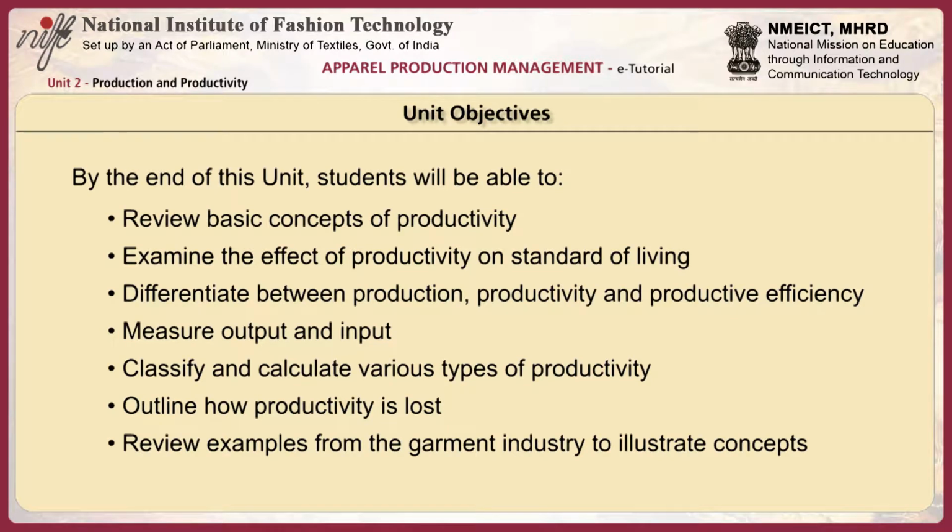By the end of this unit, you will be able to review basic concepts of productivity, examine the effect of productivity on standard of living, differentiate between production, productivity, and productive efficiency, measure output and input, classify and calculate various types of productivity, outline how productivity is lost, and review examples from the garment industry to illustrate concepts.